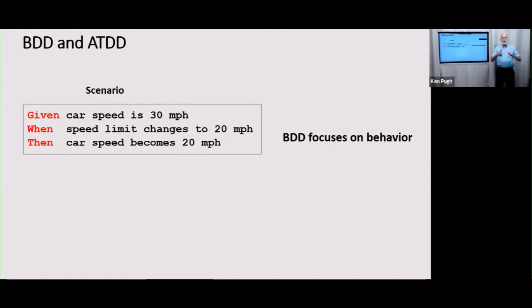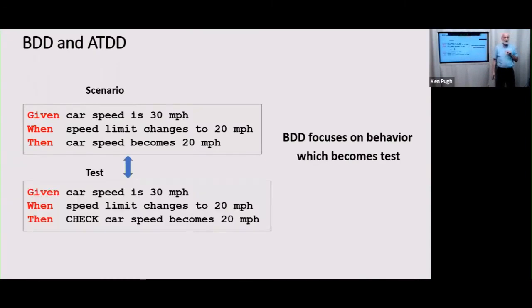So let's look at an example of this. In fact, we'll talk about the difference between BDD and ATDD. BDD basically focuses on the behavior. So here's a scenario. Given the car speed limit is 30 miles per hour, when it changes to 20, then the car speed becomes 20 miles per hour. That's pretty straightforward. That's a scenario.